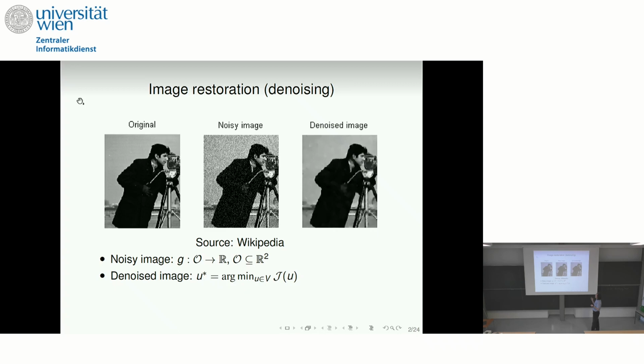The way that the people from image processing do it is that they construct a functional which they want to minimize. So the minimization is somehow making the result as good as possible. Of course, the problem is how to choose this J. This is the functional that should do the work for us.